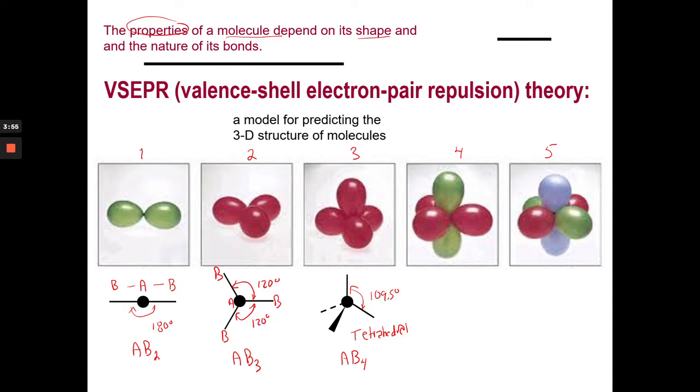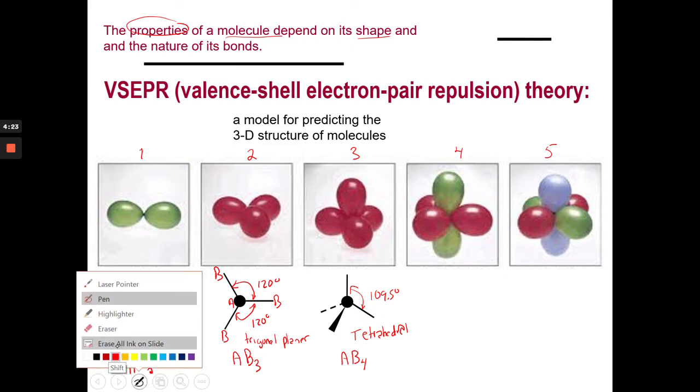I didn't mention on the second one, we would call this one trigonal planar. So these 3 atoms form a triangle in a flat plane. And the first one, I've used the term, but I'll go ahead and write it up here. Linear. Now, number 4 and 5, I'm not going to ask you to know from my class. I'm going to just briefly talk about those.